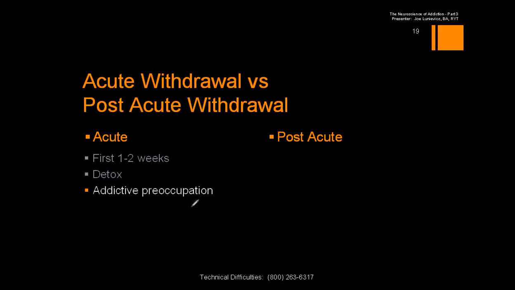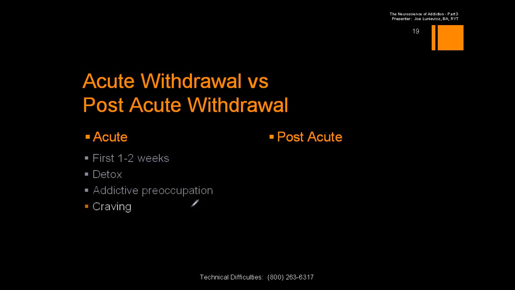Addictive preoccupation is in place. It's very hard to think of anything else other than where can I get the drug? What do I do with my time to get the drug? How am I going to spend my time getting the drug? Because that's what has happened when someone's chemically dependent. You've had your reward pathway hijacked to the prefrontal cortex, and this is what you think about. There's not a lot of choice in it.